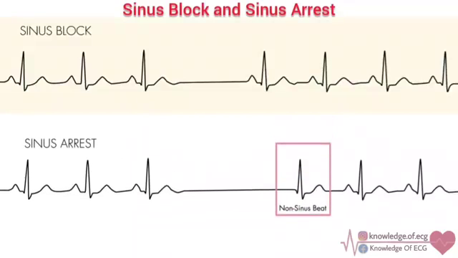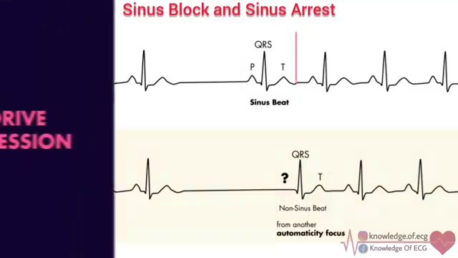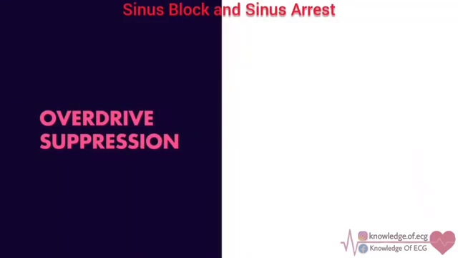Unlike in sinus block, where the pause is followed immediately by a P, then a QRS complex, in sinus arrest, the heart will continue to pause until another automaticity focus kicks in. In this case, you won't see the typical P, QRS waves seen in normal sinus rhythm. This is the result of the heart's ability to overdrive suppress itself, when its inherent automaticity focus fails to conduct cardiac action potentials. Let's take a side note here.